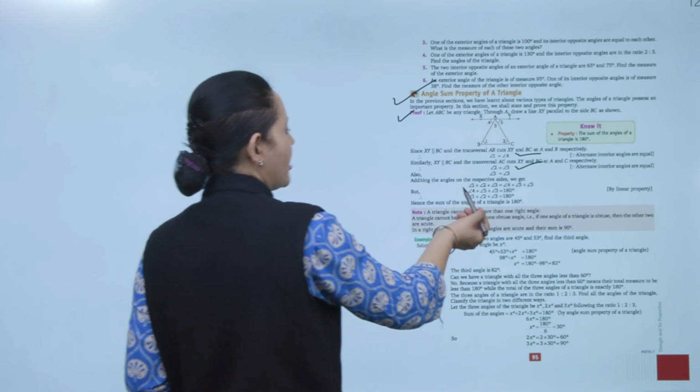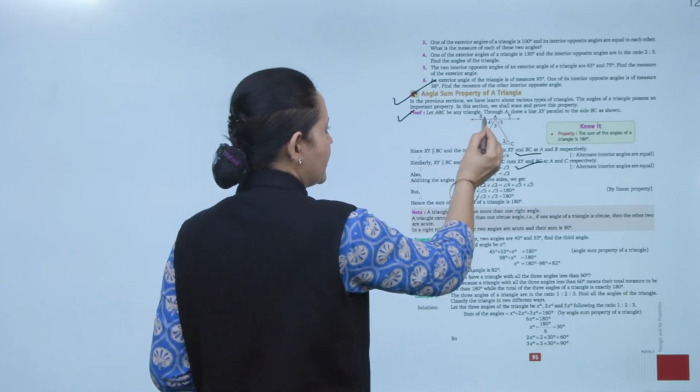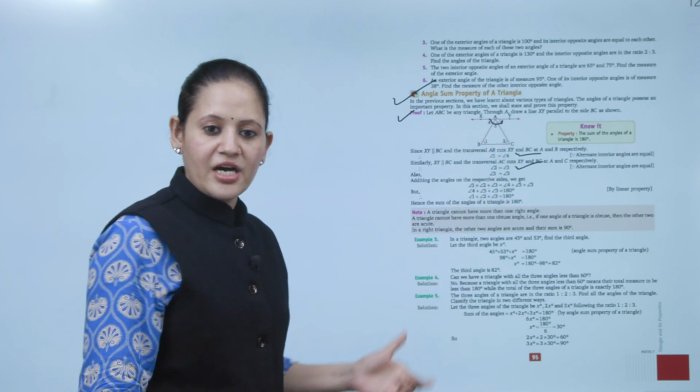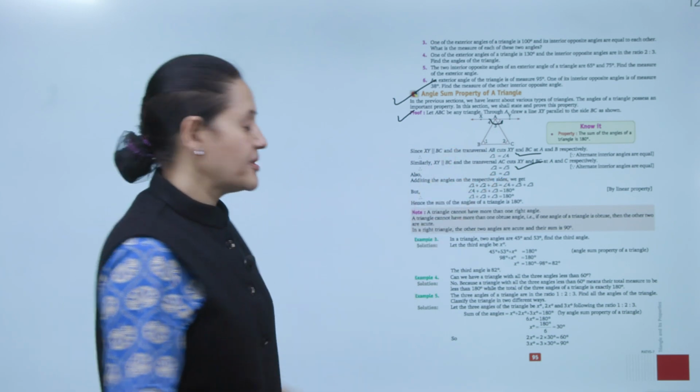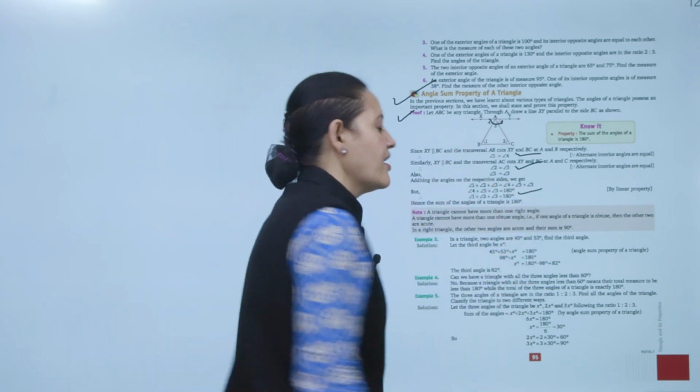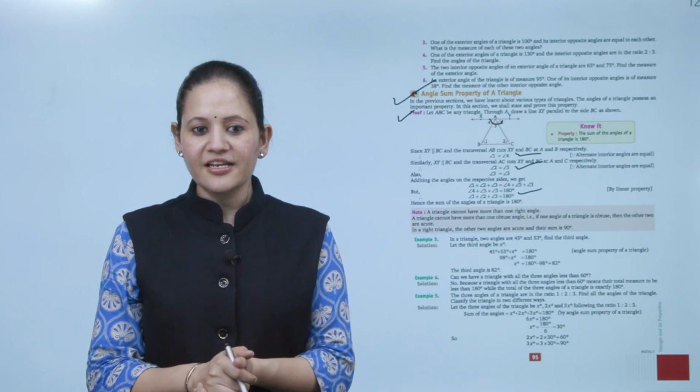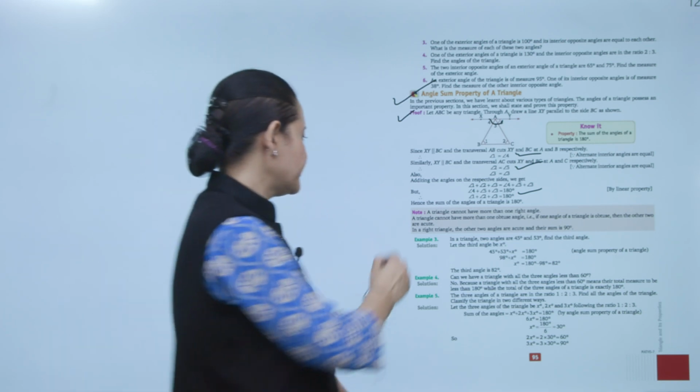Now angle 4 plus 5 plus 3 makes a linear pair, so that is equal to 180 degrees. So angle 1 plus angle 2 plus angle 3 का सम कितना हो जाएगा? 180 degrees. Hence the sum of the angles of the triangle is 180 degrees. Clear?